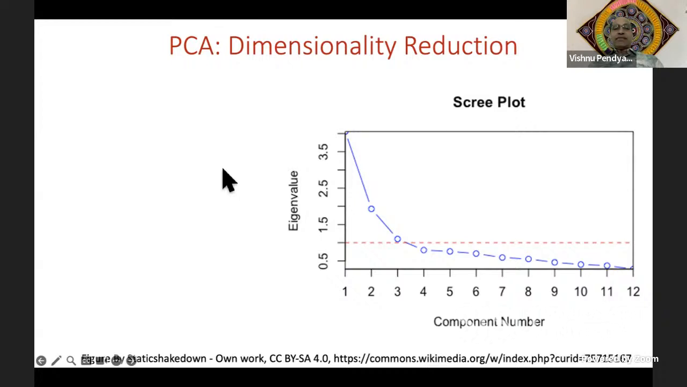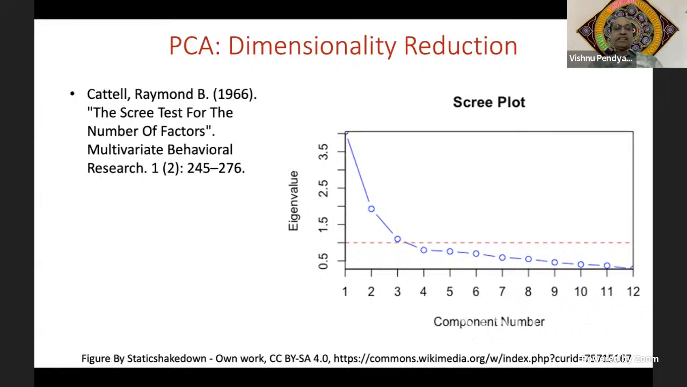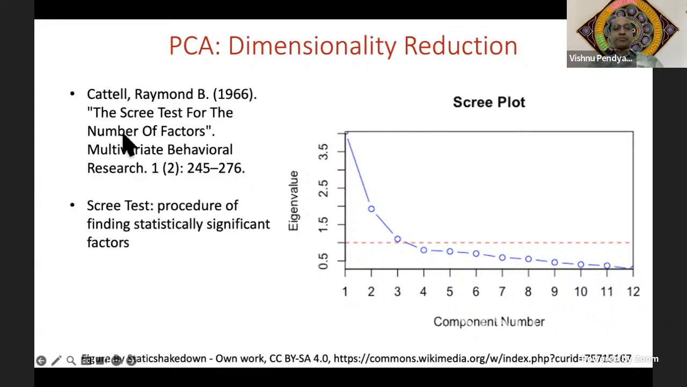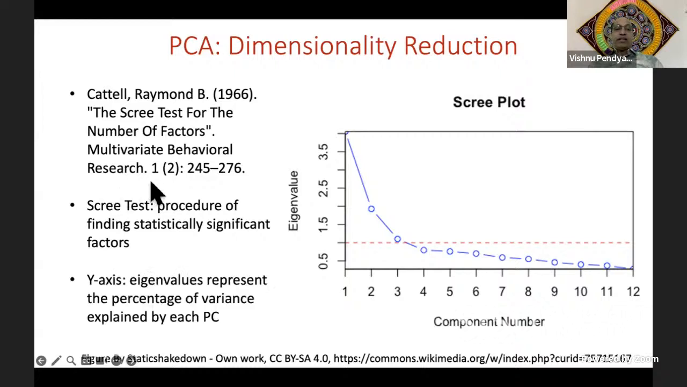So now you can easily see that most of the variance is captured by the first three principal components. You look at the red line. The remaining eigenvectors capture very limited variance. So you can just be contented with the first three components in this case. This scree plot idea was given by Raymond Cattell in 1966 in his paper called the scree test for the number of factors. So the scree test is basically the procedure of finding statistically significant factors. We already talked about what the axes represent.